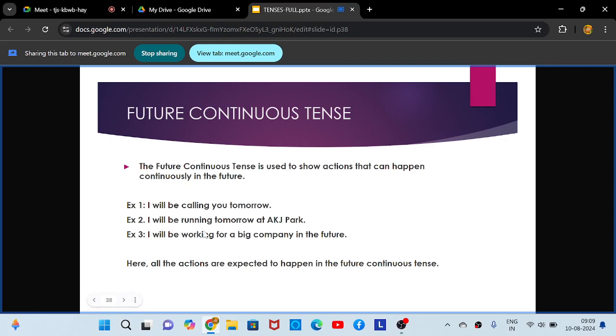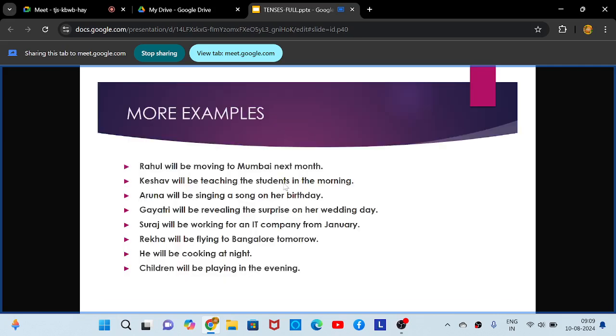Similarly, I will be running tomorrow at AKJ Park. The structure is again followed here. And finally, I will be working for a big company in the future. Same, I is the subject plus will be plus working, that is V1 plus ing plus for a big company in the future, that is the object. Okay, so hope this part is clear for you now. Now moving to some examples. We have already discussed some examples, so I am just skipping this part.